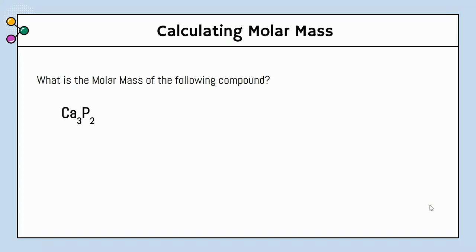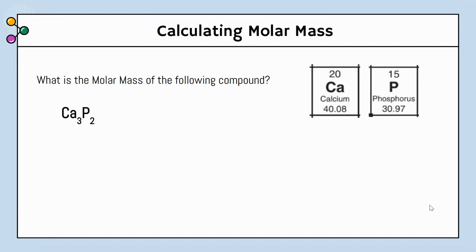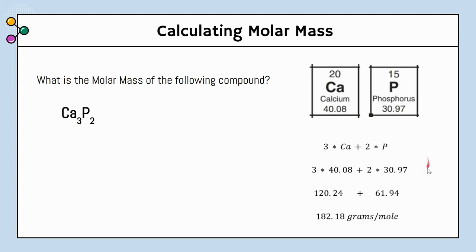Let's try a different example. What is the molar mass of the following compound, Ca3P2? In this example, we'll put up our periodic table entries in the top right. We'll set up our problem the same way. Add in those molar masses right here. Multiply to get this addition problem, and then add up to get 182.18 grams per mole.